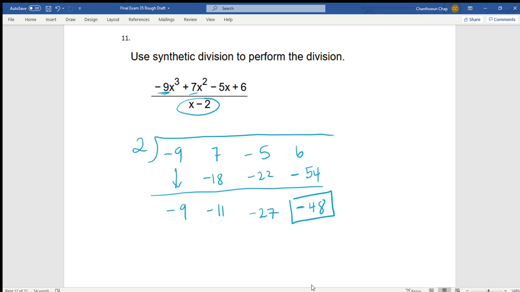This is our remainder. So we can write our solution. Our solution is 1 degree less than our dividend. So we have an x cubed, which means our solution is going to start with an x squared. We have negative 9x squared minus 11x minus 27 plus our remainder. Our remainder is negative 48 over our divisor, which is x minus 2. Here is our solution.